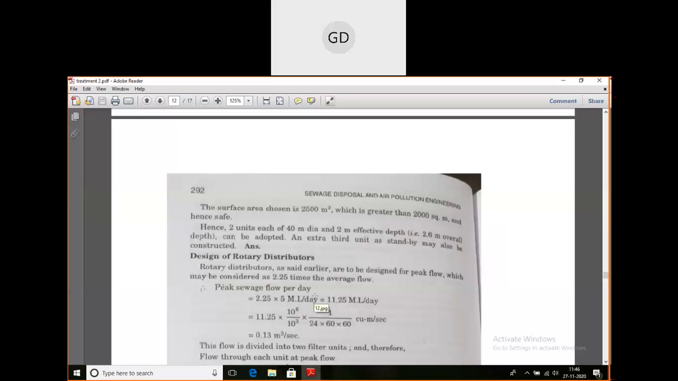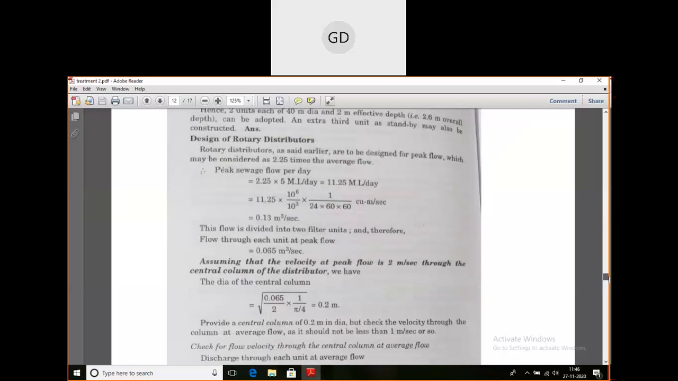Now you have to design the rotary distributor. How will you design it? We have already discussed in the design criteria that rotary distributors are designed for the peak flow. What is the peak flow? It is 2.25 times the average flow. We learned all these things on the first and second day of our class while doing raw water treatment.